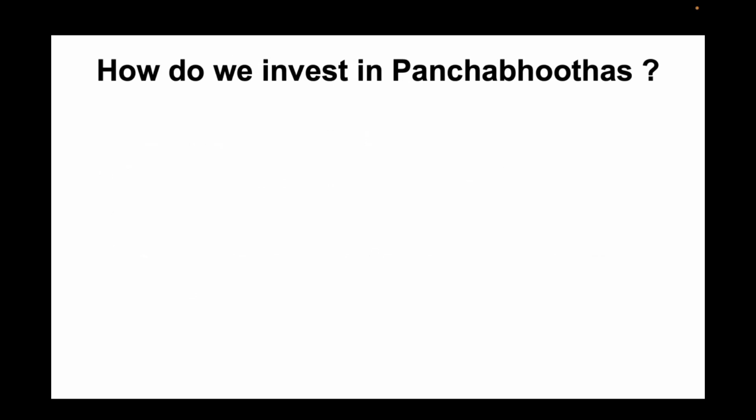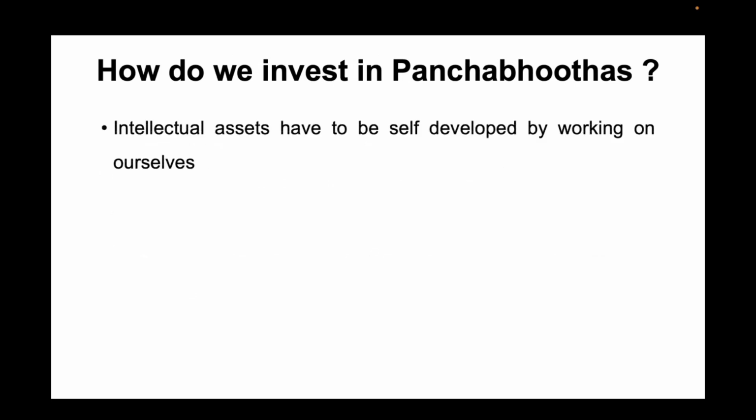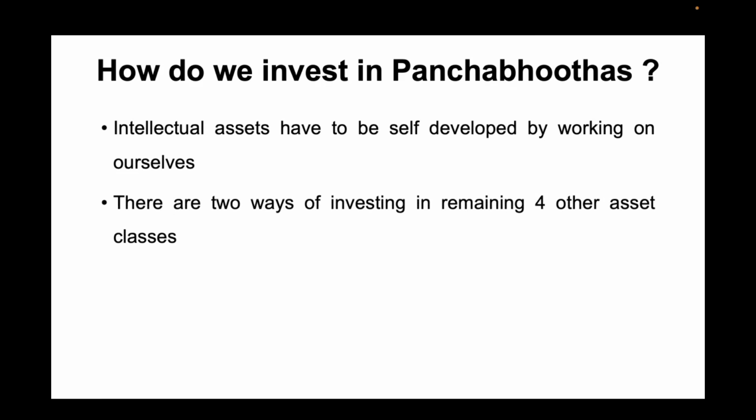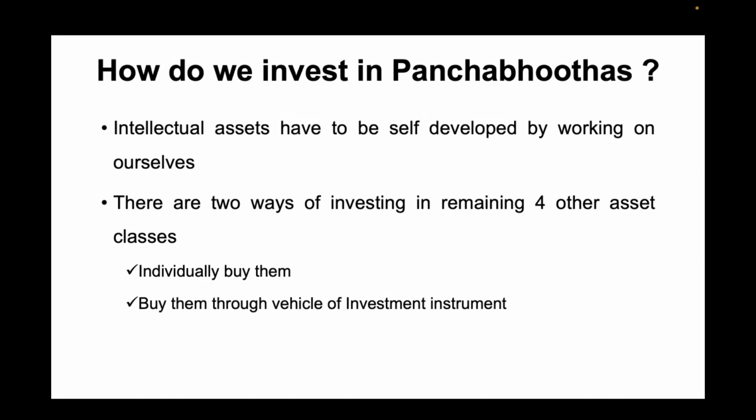So how do we invest in these Panchabhutas? We spoke about all this. Intellectual assets have to be self-developed by working on ourselves. There are two ways of investing in the remaining four asset classes. One is to individually buy them. Real estate, you buy a plot, flat, apartment, or villa, or whatever it could be. Gold, you buy gold coins, gold ornaments, silver ornaments, something like that. Fixed deposits, you open an FD with a certain bank. So individually buy them, or buy them through a vehicle of investment instrument.